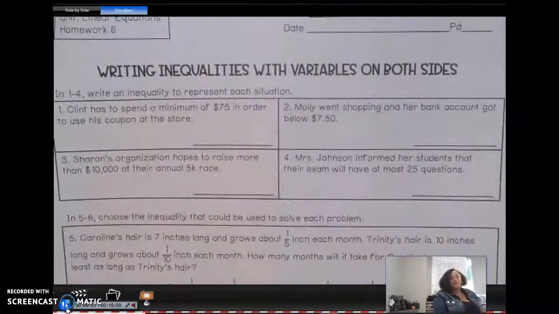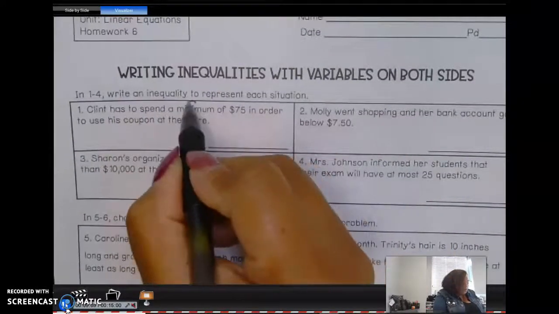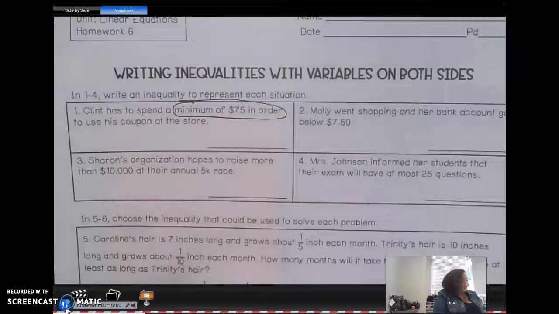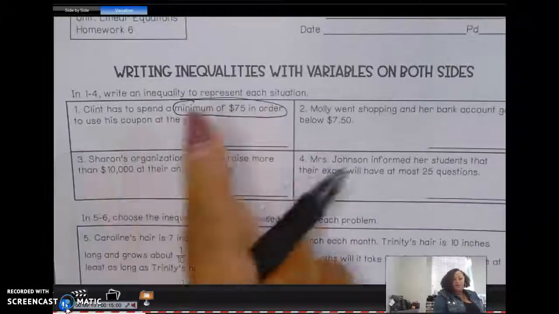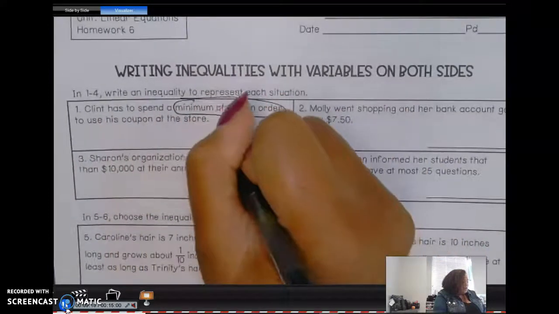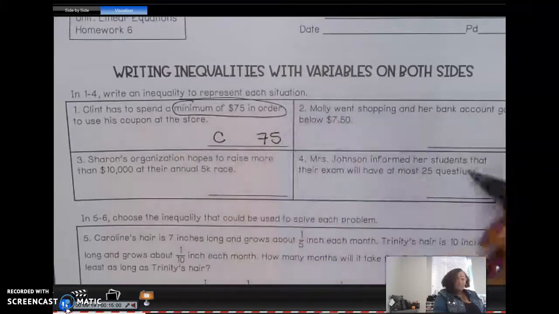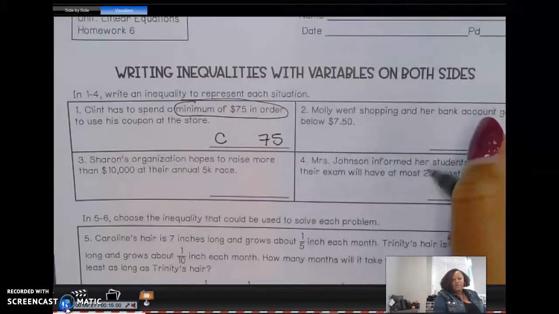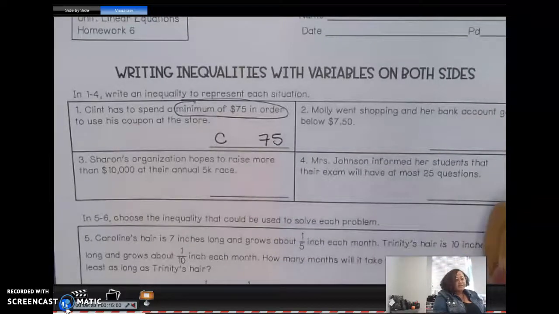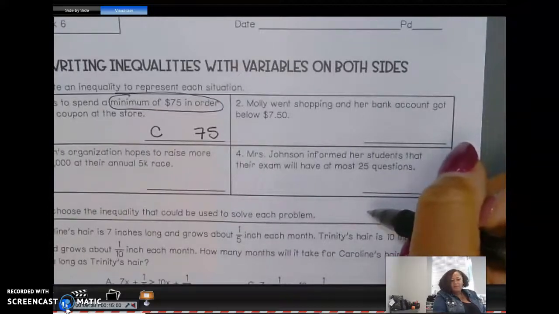Moving on. Writing inequalities with variables on both sides. Clint has to spend a minimum of $75 in order to use his coupon at the store. Find Clint and find minimum. Clint, you need a symbol here, and $75. Go back to your notes that we took in class. Figure out where minimum fits.